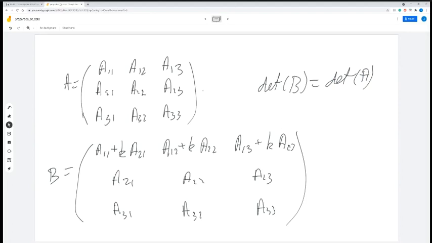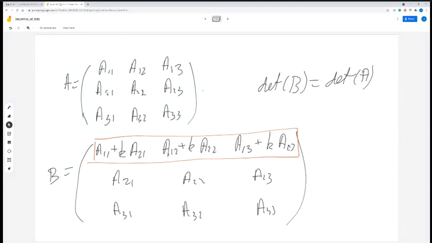So this means that if you multiply a row and you add it to another row in a matrix, this does not change the determinant of the matrix. To prove this, all I need to do is expand the determinant of B with respect to the top row. Remember, if we have a determinant, we can always expand it. Maybe I'll do it on a different frame. We remember the entries: A11 plus K A21, and then A12, and so on.